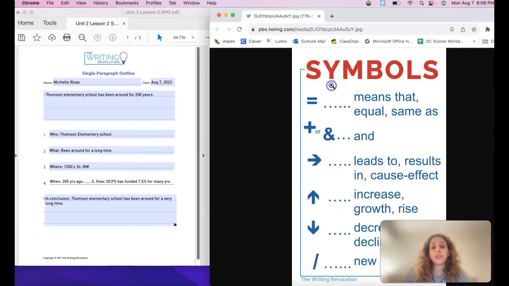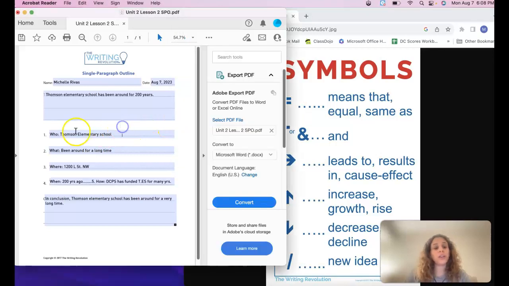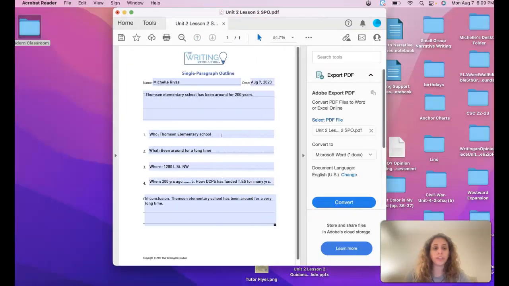You can also use these symbols here on my screen, and I will be pushing this out to you as well. You can use these symbols to help you shorten, to help you replace those filler words with these symbols instead. That way you can fit all of your information on this one line, and you're not having to write full sentences when you're putting your information into the SPO. So after you've put your information down in your SPO, you're then going to go to your mastery check.